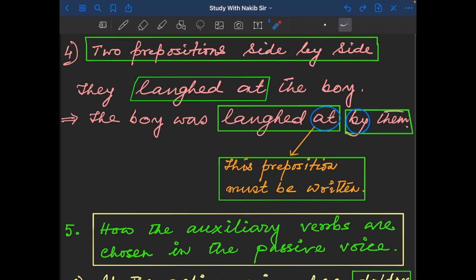And your passive voice will be: the boy was laughed at by them. "By" is as it is, by them, and "at" is grouped with laughed. As it is part of this verb, a phrasal verb, a group verb, it is in a group with laughed. So the boy was laughed at by them. This preposition must be written. Never forget this. If you forget this, your answer will be wrong. The two prepositions can be used side by side and there is no problem in it.